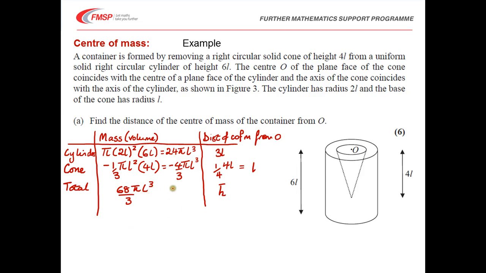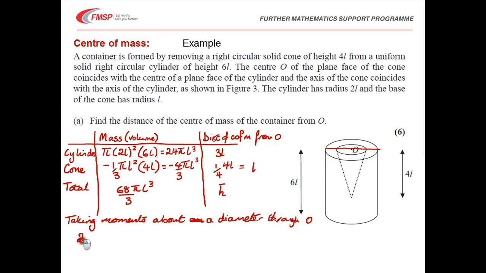So in my next calculation, I'm actually going to leave out the pi L cubed all the way through. But I'm getting ahead of myself. The next method is to take moments. So we're going to take moments about, and we need to define an axis. I'm going to say about a diameter through O. Okay, so we're choosing an axis across here. That's going to be the axis that I'm going to take moments about.